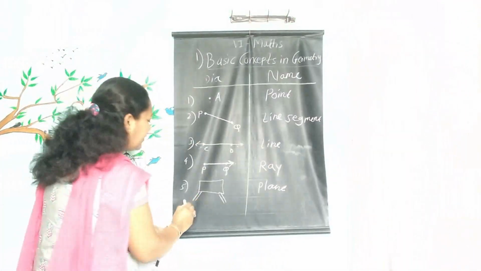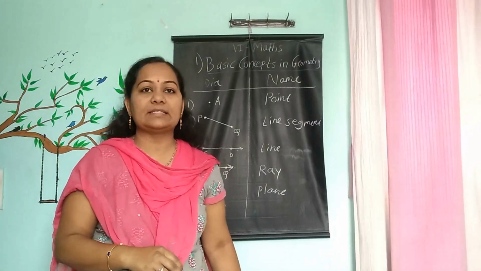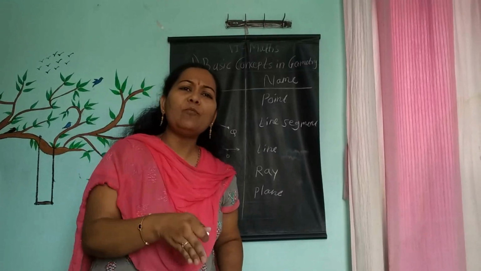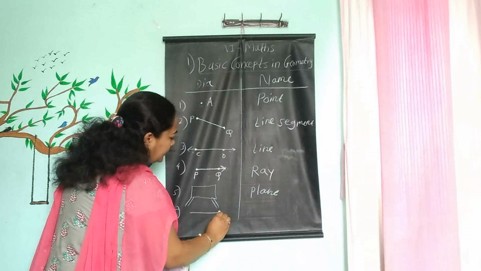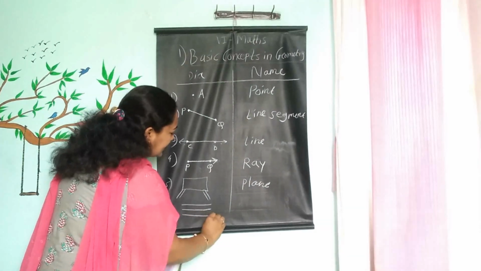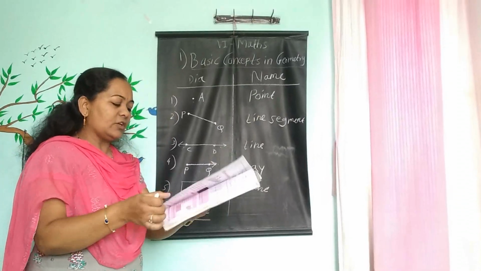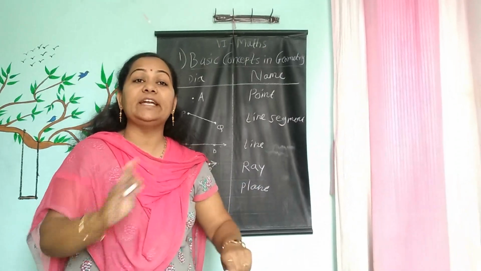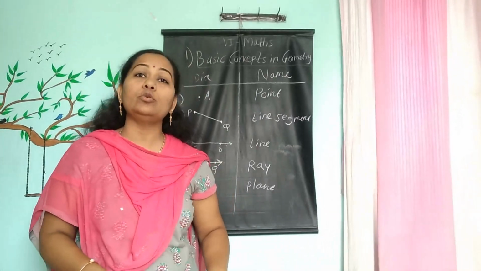The sixth one is called parallel lines. There are a number of lines drawn with the same distance between them, and those lines are not touching each other. Parallel lines are the lines which lie in the same plane but do not intersect. Intersect means touch. The parallel lines never touch each other.